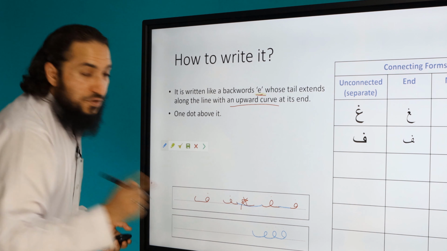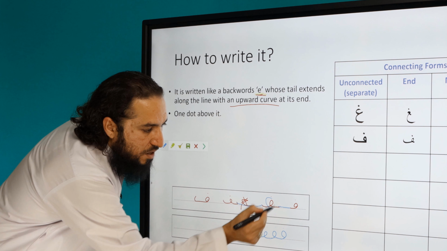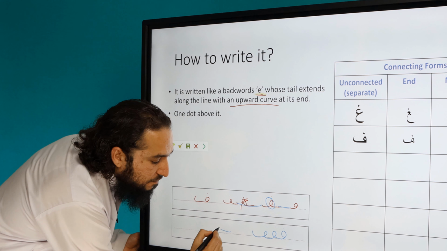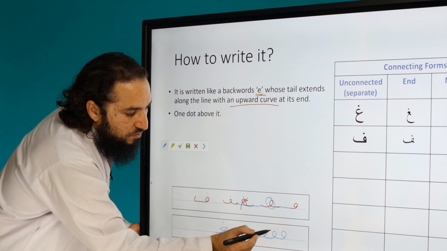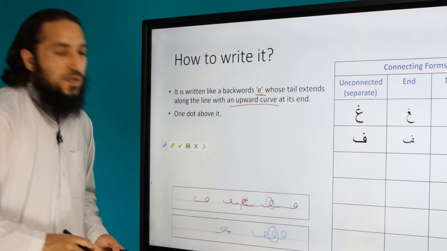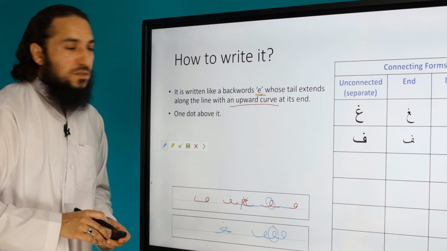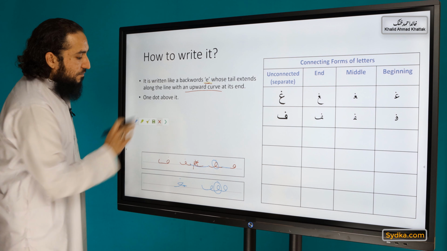The difference between Fa and Ghain is this: this one is round and Ghain is like this. Can you see the difference? This one is round and this one is not round. It's a different shape. You have to remember those differences when we see the practical examples.